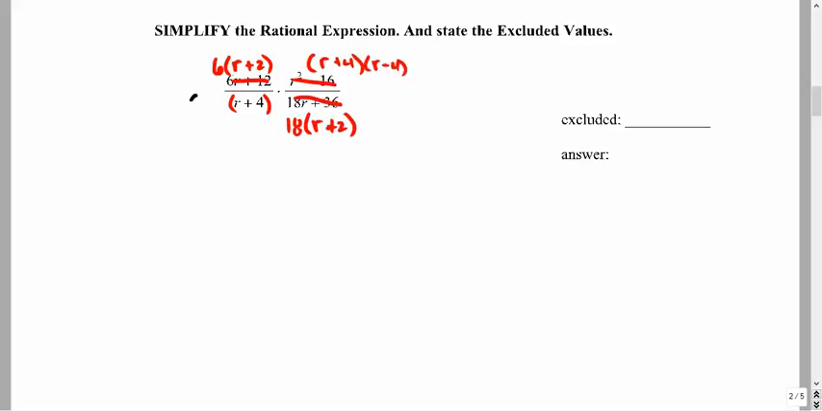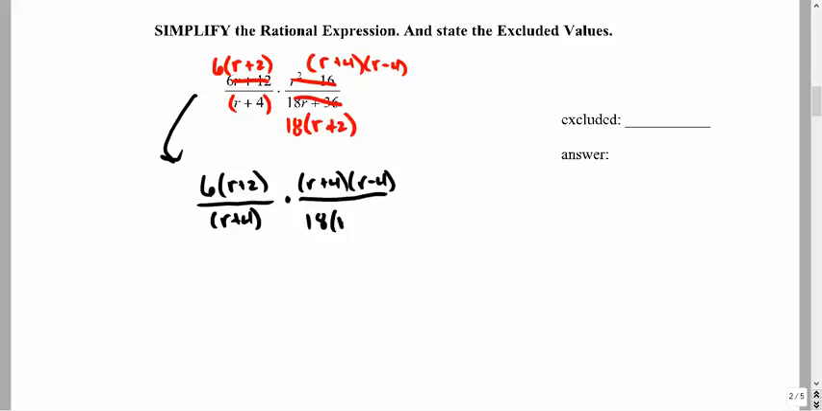All right, once again, it's pretty messy. I want to clean things up. So I'm just going to rewrite everything I've done to make it visually easier to see what I need to get rid of. All right, so I should notice I have an r plus 2, r plus 2, r plus 4, r plus 4. But then don't forget the 6 and the 18. So that's kind of like a fraction 6/18, and that's going to reduce down to 1/3.